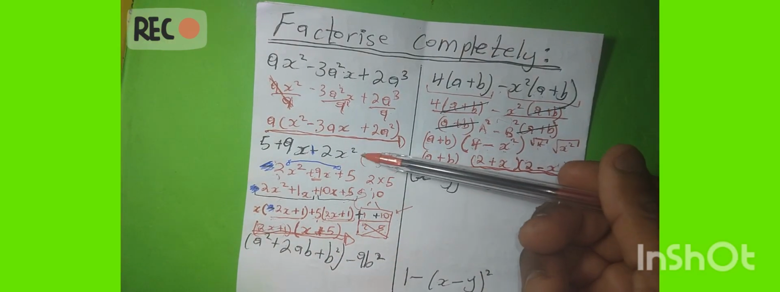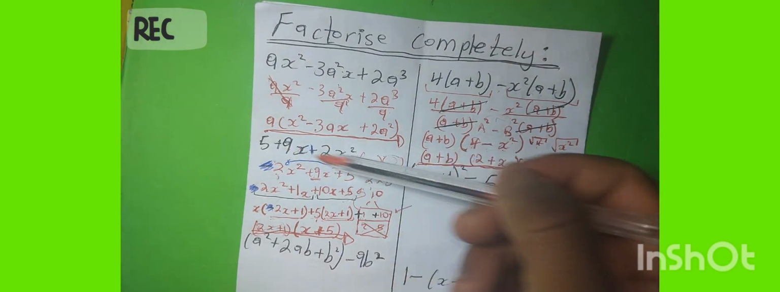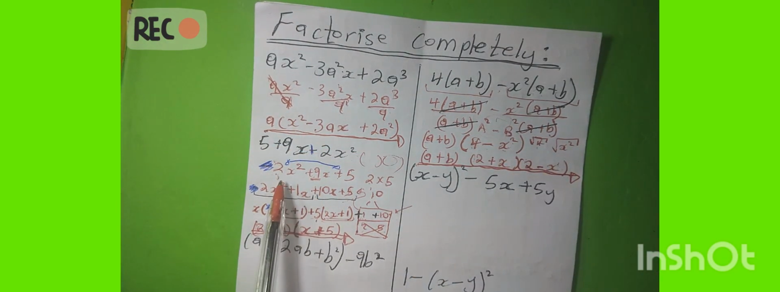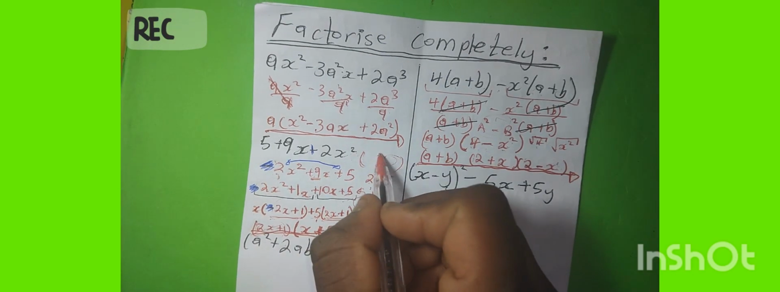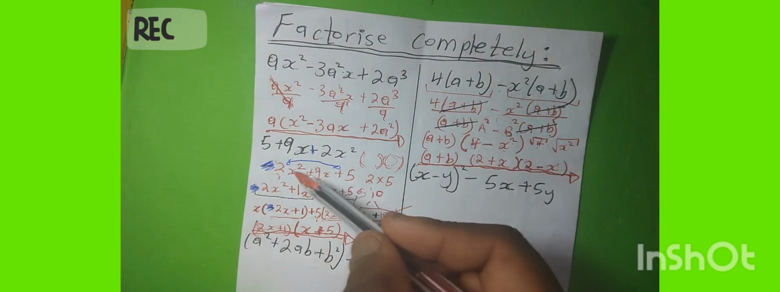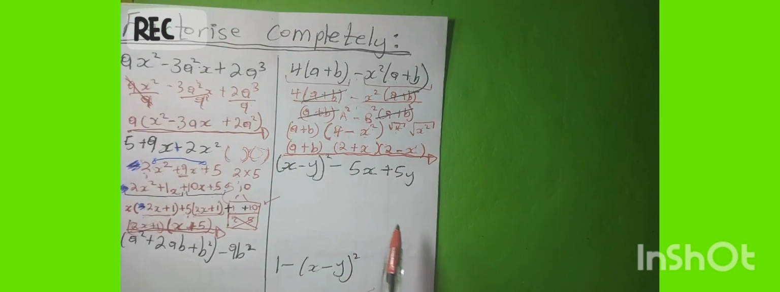And this question, guys, is still a trinomial. Take note of that. But if here you got a number, you don't do that simple method. You just go with this method until you get your final answer. So let me show you this one.